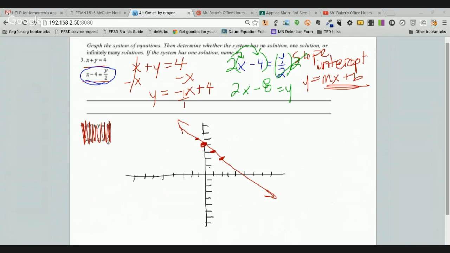The green one I have there, the y-intercept is negative 8. 1, 2, 3, 4, 5, 6, 7, 8. That slope is 2 over 1. Up 2, right 1. Up 2, right 1. Up 2, right 1. I'm wondering if I should have intersected right there, so I'm going to be a little more precise about this one.